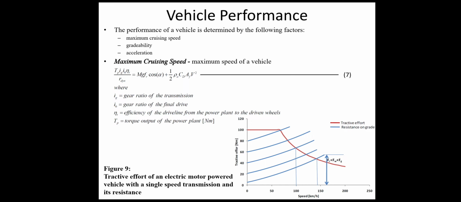So vehicle performance is determined by the following factors. First is the maximum cruising speed, second is the gradability, and third is the acceleration. So first we talk about the maximum cruising speed. So what is the maximum cruising speed?